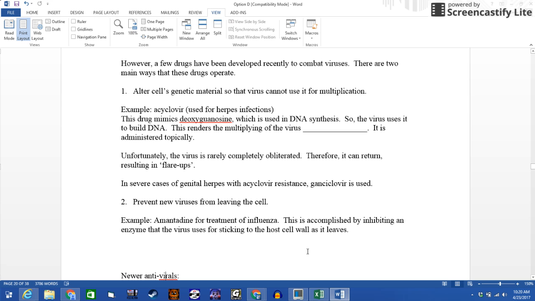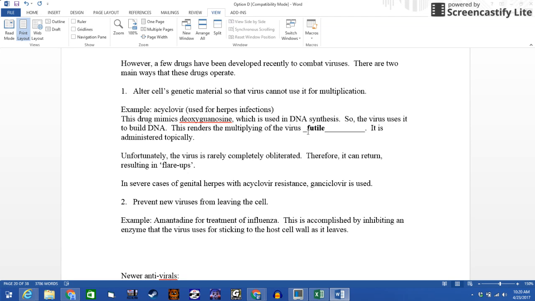Okay, so we're back, and we're talking about acyclovir, and this drug mimics deoxyguanosine, which is used in DNA synthesis. So what that does is the virus ends up using the drug instead of deoxyguanosine to build DNA, and that renders the multiplying of the virus futile. It's not going to work if it doesn't have the right DNA made.